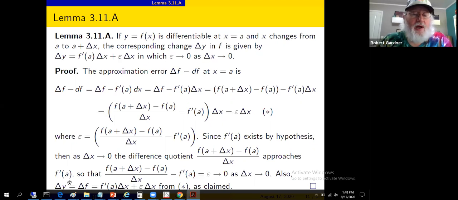We have delta y, say, is delta f of x. We have that written in terms of f prime of a plus epsilon delta x. Here's the epsilon plus delta x stuff. The df part, take it to the other side of the equation. df is f prime of a delta x. It doesn't say that explicitly on this slide anywhere, but that's how we computed the df. So from equation star up there, we get the equality claimed here.